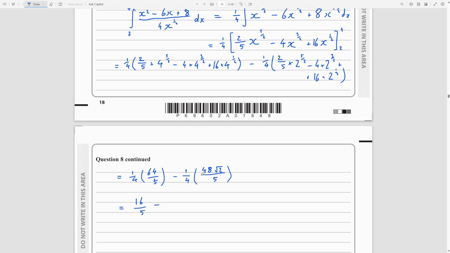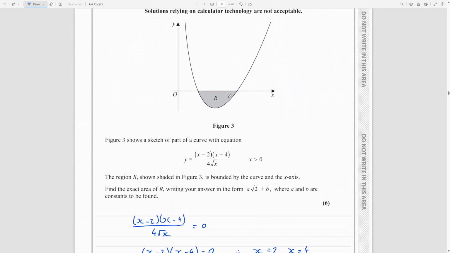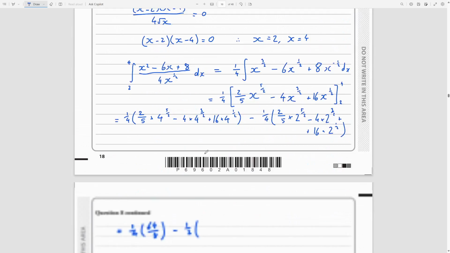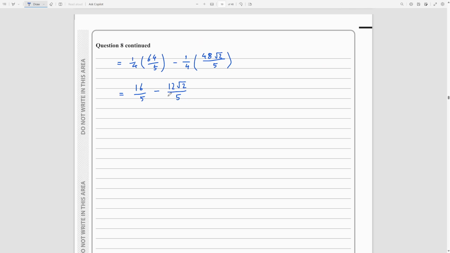And then for this bit here, the quarter can multiply by the 48 to give 12 root 2 over 5. We're almost done. We just need to remember that that was a negative number since this was below the axis. You can check if you like, if you actually compute that, you'll see it's minus something. It's minus 0.194. So the actual area is this times minus 1. So you can just flip it round. So 12 root 2 over 5 minus 16 over 5.